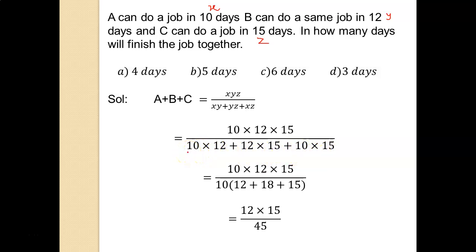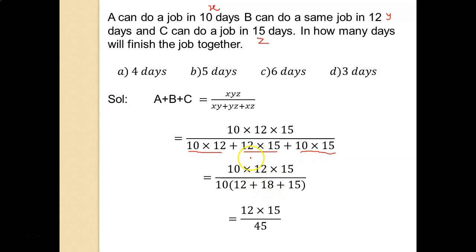Now simplify this calculation in an easy way. The denominator has three terms: 10 into 12 is the first term, plus 12 into 15 the second term, and the third term is 10 into 15. Now take 10 common from the denominator, then we get 12 plus 18 plus 15. Take 10 common from the first term, then 12 is remaining. Now in the second term, 10 is common, but observe that 10 is not present in the second term. Now how does 18 come?